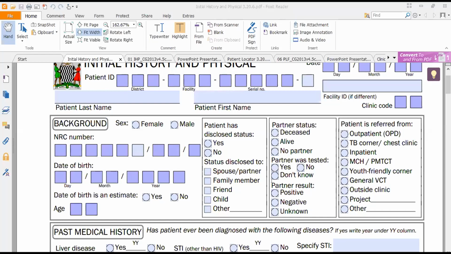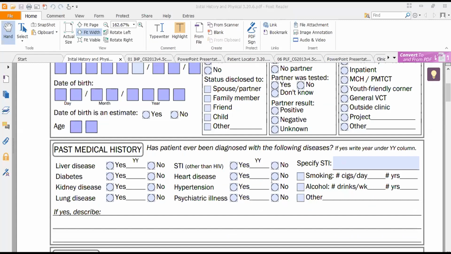The past medical history then was limited. It had only those about 8 conditions. That's the liver disease, diabetes, the kidney, the lung, STI, heart disease, hypertension, and psychiatry. Then you would ask whether this person was smoking, and if they were smoking, how many cigarettes per day, and for how long. And then alcohol, again, the same thing. Then if there are any other things to describe, you would describe it in those lines there.